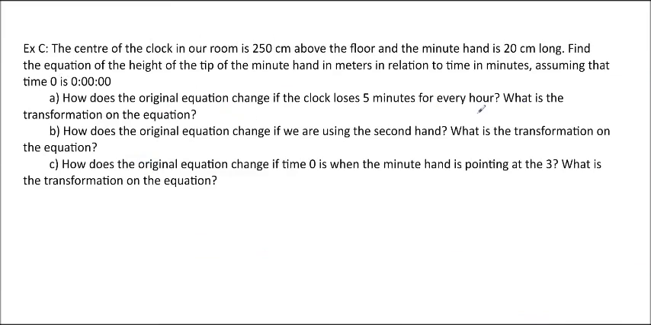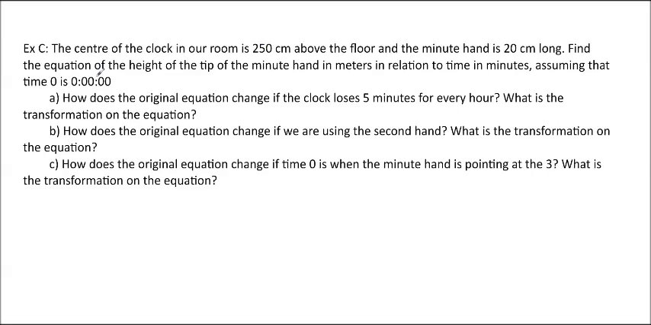Next and last, the center of the clock in our room is 250 centimeters above the floor, and the minute hand is 20 centimeters long. So we want to find the equation of the height of the tip of the minute hand in meters in relation to time in minutes, assuming that time 0 is 0:00, so midnight.